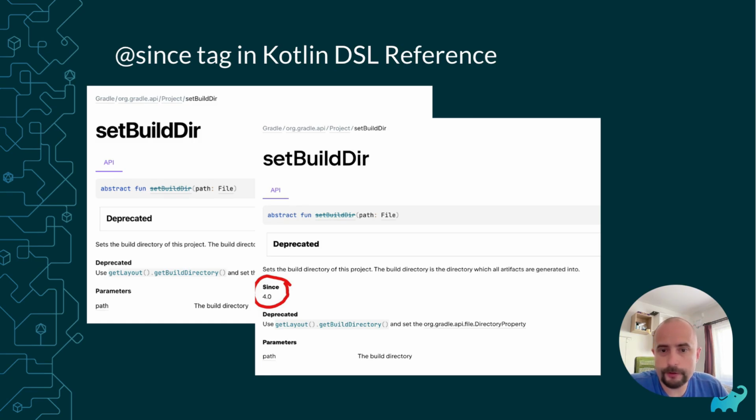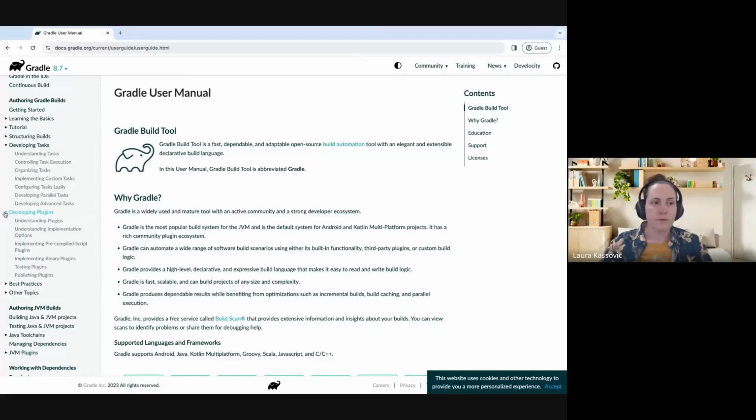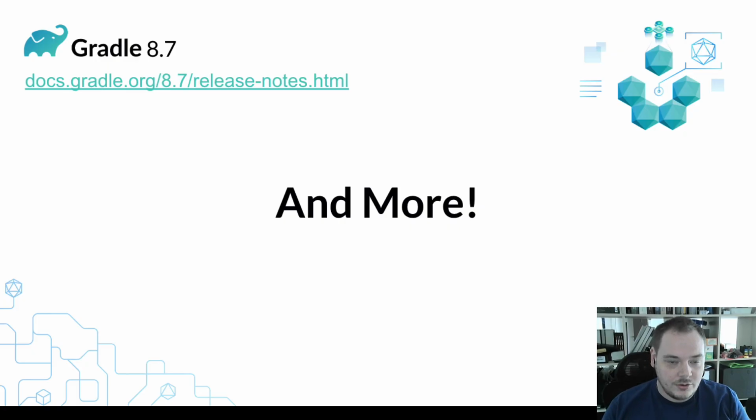And the since tags have been present in previous versions of the Kotlin DSL reference too, but only for Kotlin code. And now they are also available for API code, so Java code, which you can navigate to from the Kotlin DSL reference. In Gradle 8.7, we have fresh new content in the user manual for those that want to write their own tasks or develop their own plugins. Check it out with everything you need in the Authoring Gradle Builds section. Thank you, Joseph and Laura.